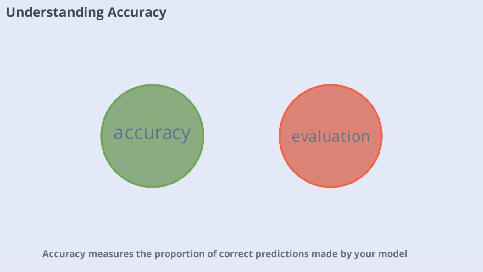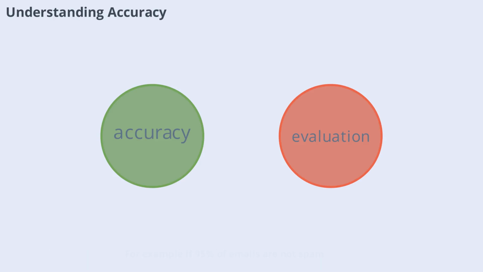Accuracy measures the proportion of correct predictions made by your model. It's a straightforward metric but can be misleading if your data is imbalanced. For example, if 95% of emails are not spam, a model that always predicts not spam will have high accuracy but poor usefulness. That's why it's important to consider other metrics as well.